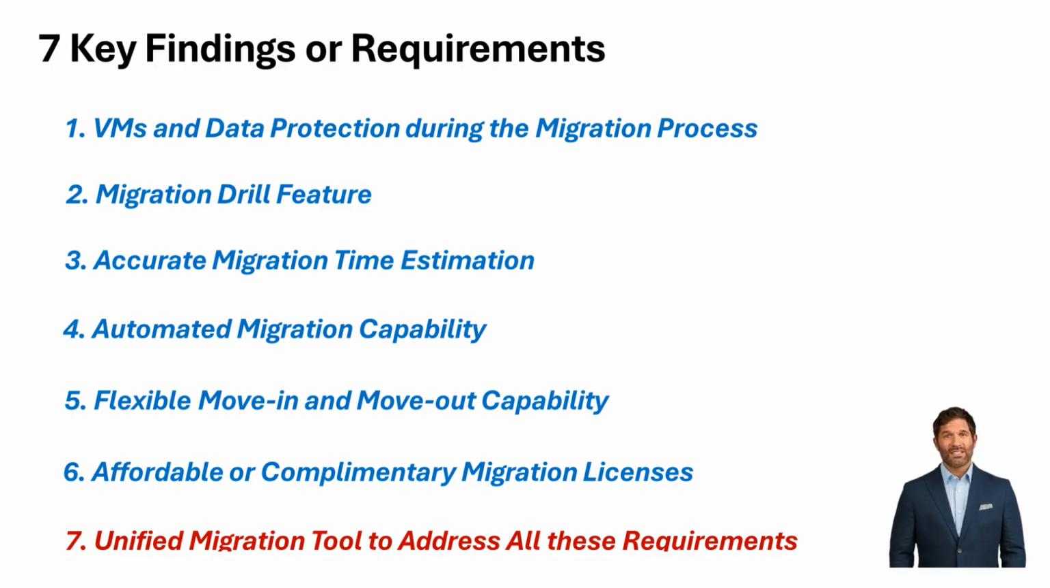Number 1 is VMs and data protection during the migration process. Number 2 is migration drill feature to validate their migration processes and ensure readiness. The third requirement is accurate migration time estimation. Fourth one is automated migration capability to eliminate human errors. Fifth requirement is flexible move-in and move-out capability to avoid vendor lock-in. Sixth one is affordable or complementary migration licenses. And the last one is a single migration tool to address all these requirements.